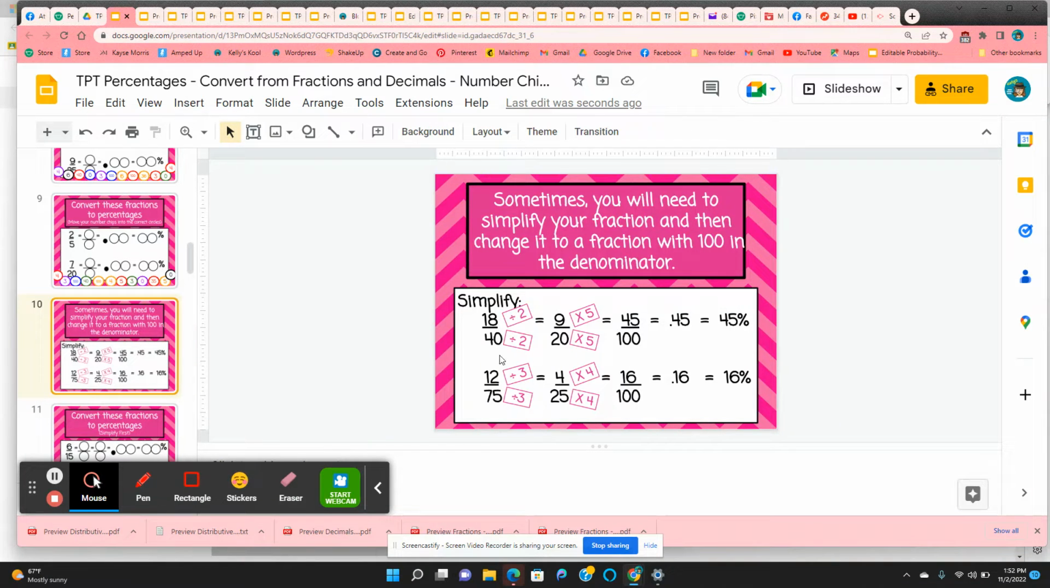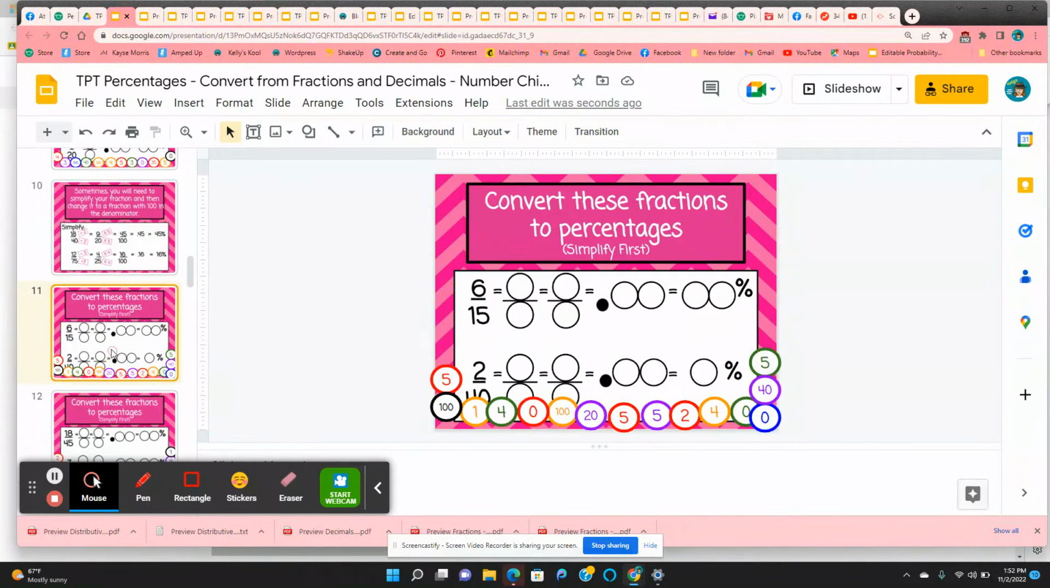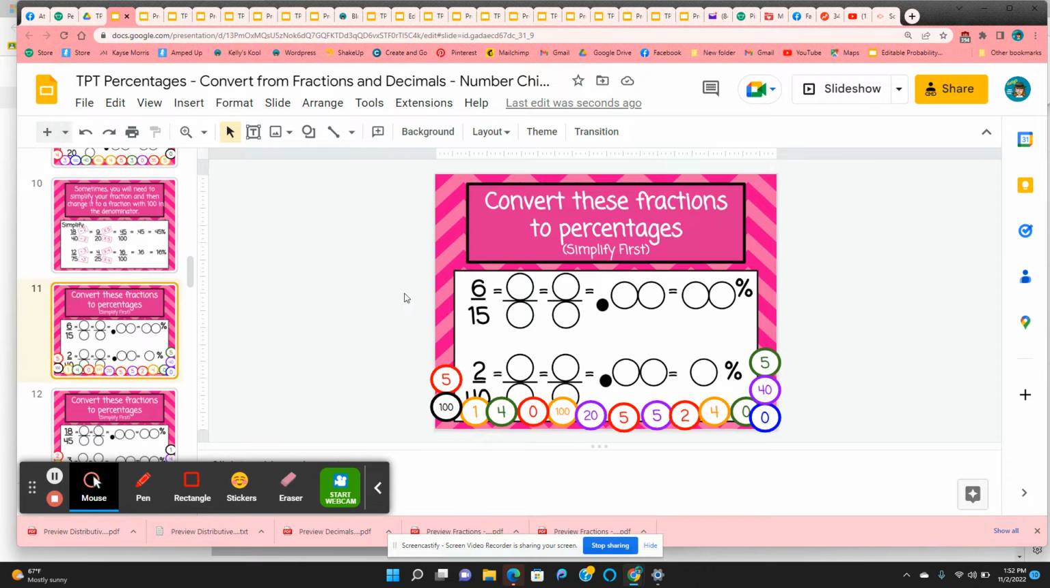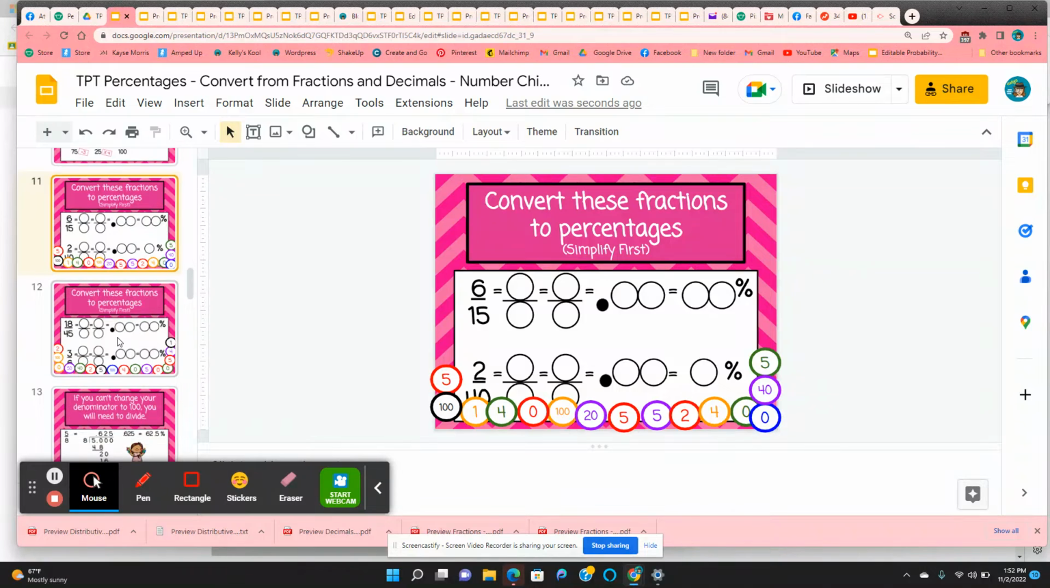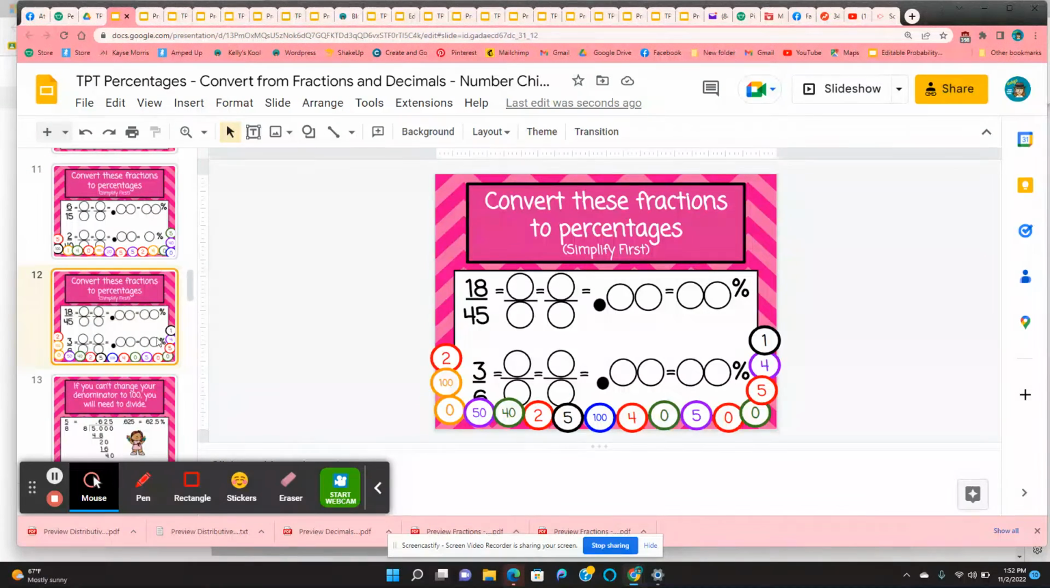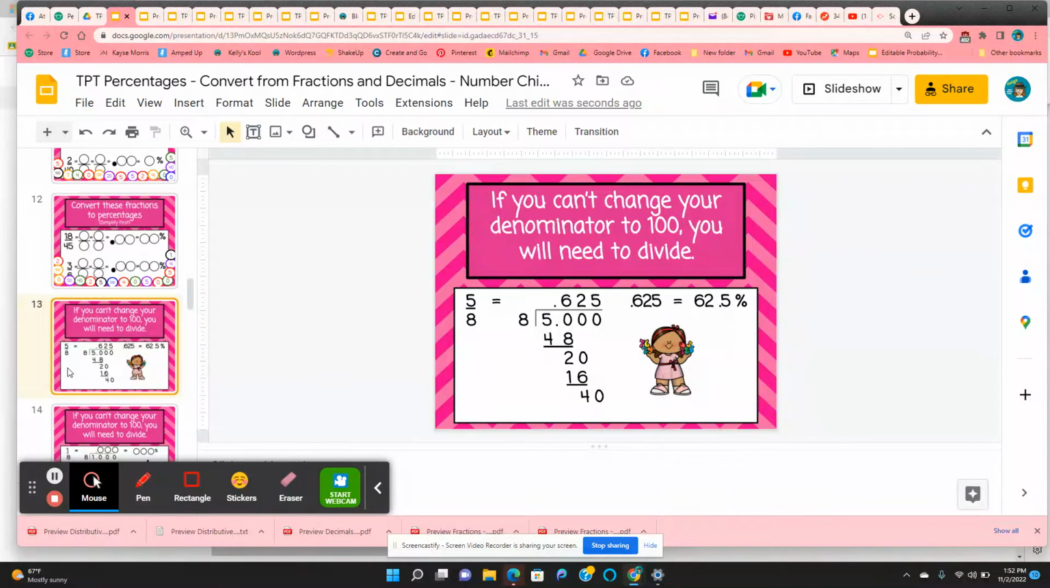And then sometimes they can't change their denominator to 100. So they might have to first simplify their fraction and then change it to an equivalent fraction with 100 in the denominator. So that's what they're going to be doing on these. Simplify their fraction and then change it to an equivalent fraction with 100 in the denominator. Simplify first.